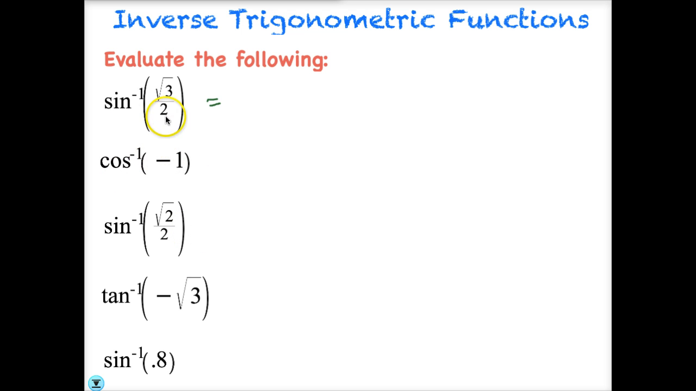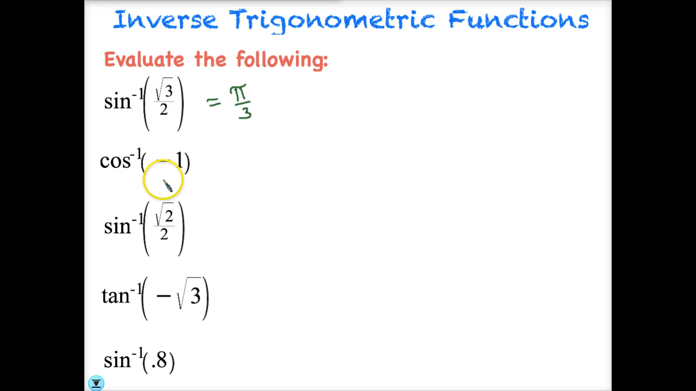Okay, let's look at the first one, the inverse sine of root 3 over 2. Or we could say arc sine of root 3 over 2. Either is acceptable. This is positive, so we know we're looking in quadrant 1. Well, root 3 over 2 we know is 60 degrees or pi over 3 radians. There's only one answer because we are restricting the domain.